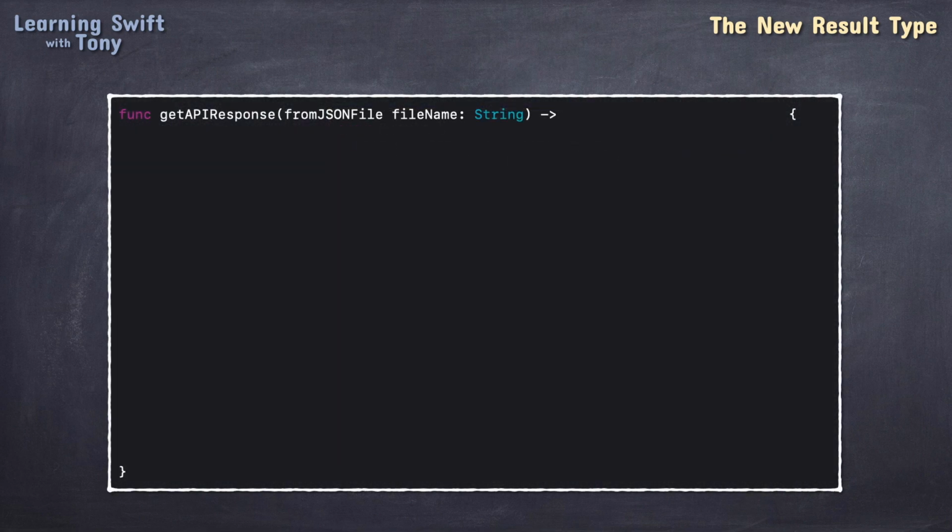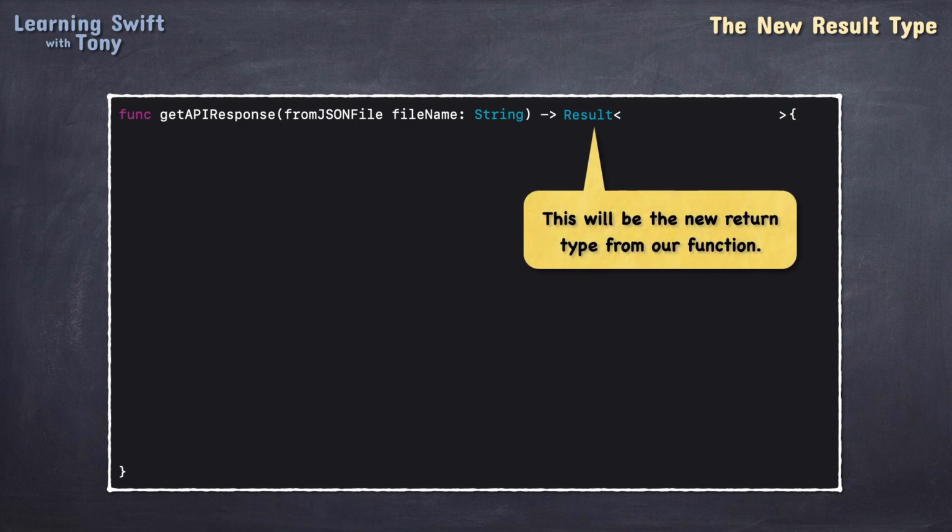Instead of returning an optional type, meaning either a success or nil, we will now refactor our function and make it return a Result type, meaning either a success or an error. We have to include between angle brackets and separated by a comma the types of the two associated values. For us, the return type will be a Result of APIResponse or Error.